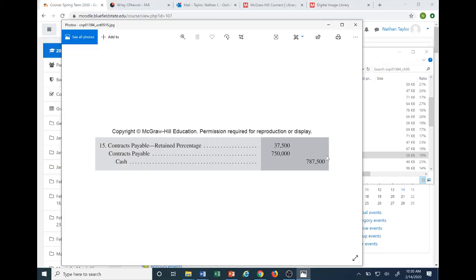Okay, now assume that inspection revealed only minor problems in the contractor's performance. And upon correction of these, the contractor's bill and the amount previously retained were paid. So now what we're going to do is debit contracts payable, retained percentage of $37,500, right? Because he's fulfilled all of his obligations now, everything's good. Debit contracts payable of $750,000 because remember we unencumbered them and we incurred that liability for the second half. So now we're getting rid of that liability and we're just paying the contractor the full amount that we owe them, $787,500. Makes sense, right? Not bad.